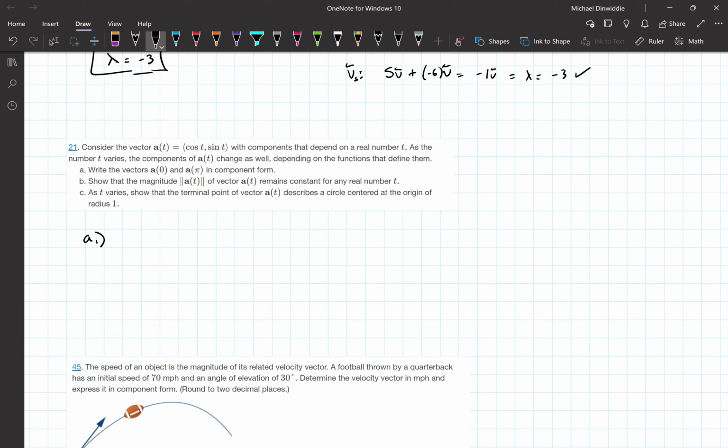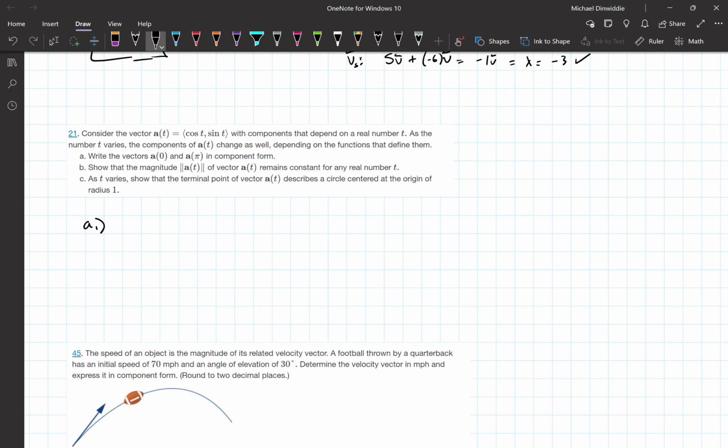So again, I'll give you 5 seconds to think about this. 1, 2, 3, 4, 5, and off we go. So the vectors a of 0 and a of pi are super simple, right? That's our t. So if t is equal to 0, then we're going to have a equal to cosine 0, sine 0, just like a function. Totally normal, totally regular, super duper simple.